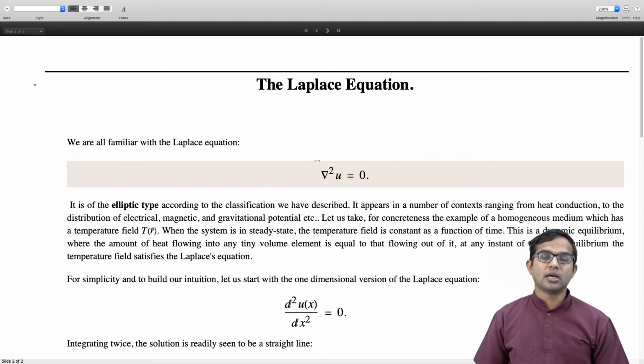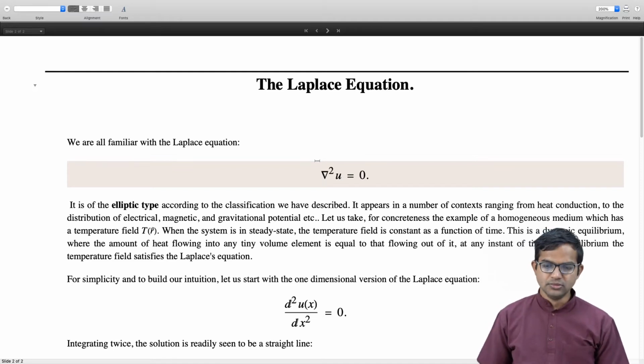So elliptic type comes about when ∂²u/∂x² and ∂²u/∂y², both of them have the same coefficients, same sign, same magnitude, which is just 1 in this case. And so it appears in a number of contexts. Like we said, heat conduction is one of them. Then also you might have encountered this in the context of electrostatics, electrodynamics. Magnetic potentials can be described using this differential equation.